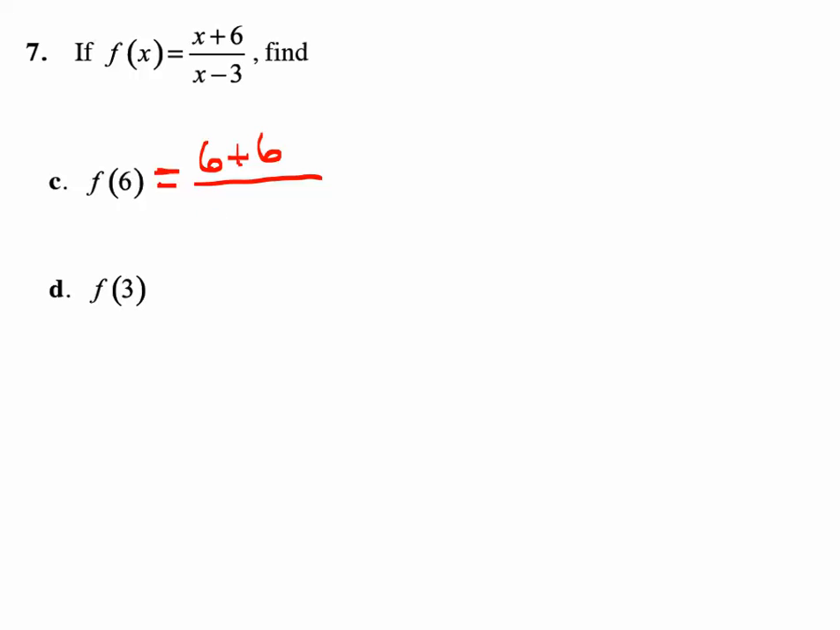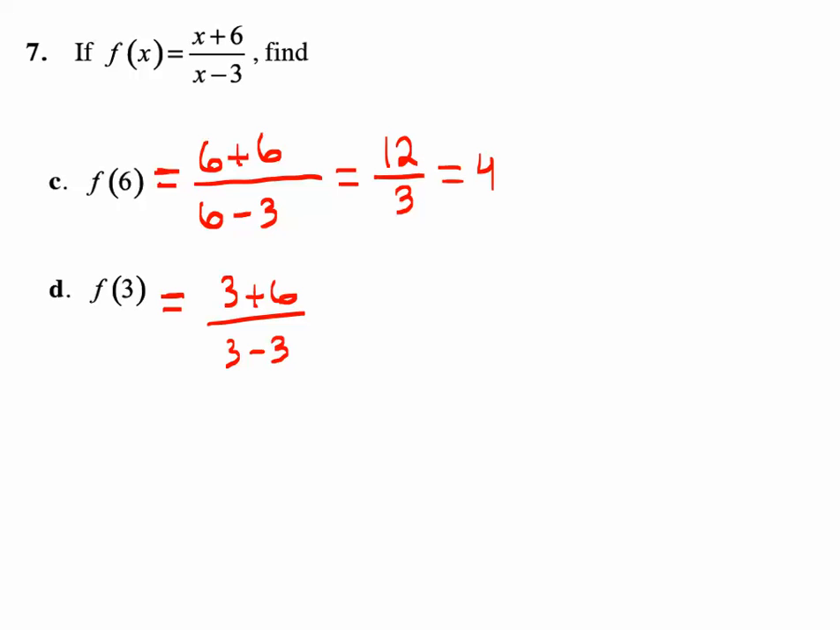All right, 6 plugged in, and how about a 12 on top and a 3 on the bottom, which makes a 4? All right, and the not so good one here. Plugging in a 3. 3 plus 6 on top, 3 minus 3 on the bottom, so I get 9 over 0. And the answer is? Cool. Can't have 9 pieces of pizza when in totality it has 0. Doesn't make sense. They took 9 and there was no pizza to take the slices from. So therefore, you can say does not exist.